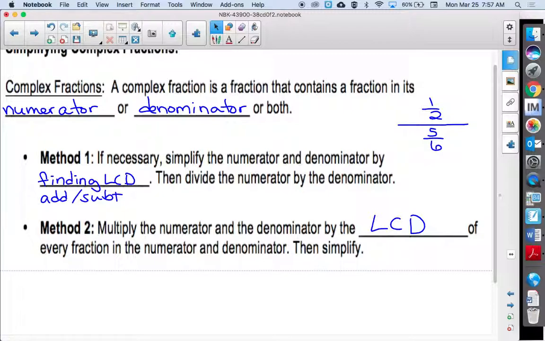That's pretty wordy. So we're going to look at the entire fraction. We're going to look at all of the denominators. So really, we have a denominator on the top. We'll have a denominator on the bottom. So we're going to look at the separate fractions. We'll determine what the least common denominator is of all of the fractions in the problem. And then we'll multiply the entire problem by that. So that would be the second method that we'll use.